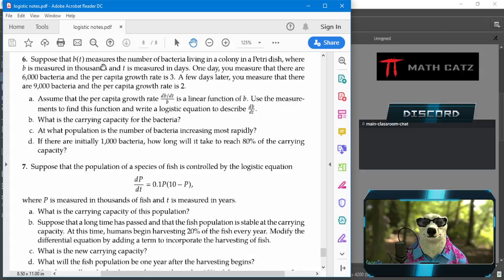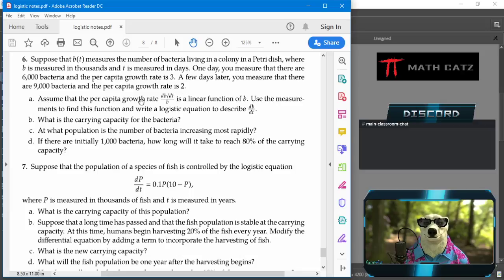Suppose that our function measures the number of bacteria living in a colony in a petri dish, where Y is measured in thousands, time is measured in days. One time you measure that there are 6,000 bacteria and the per capita growth is 3. Now here's the typo. This should actually be hours. A few hours later, you measure that there are 9,000 bacteria and the per capita growth is 2.